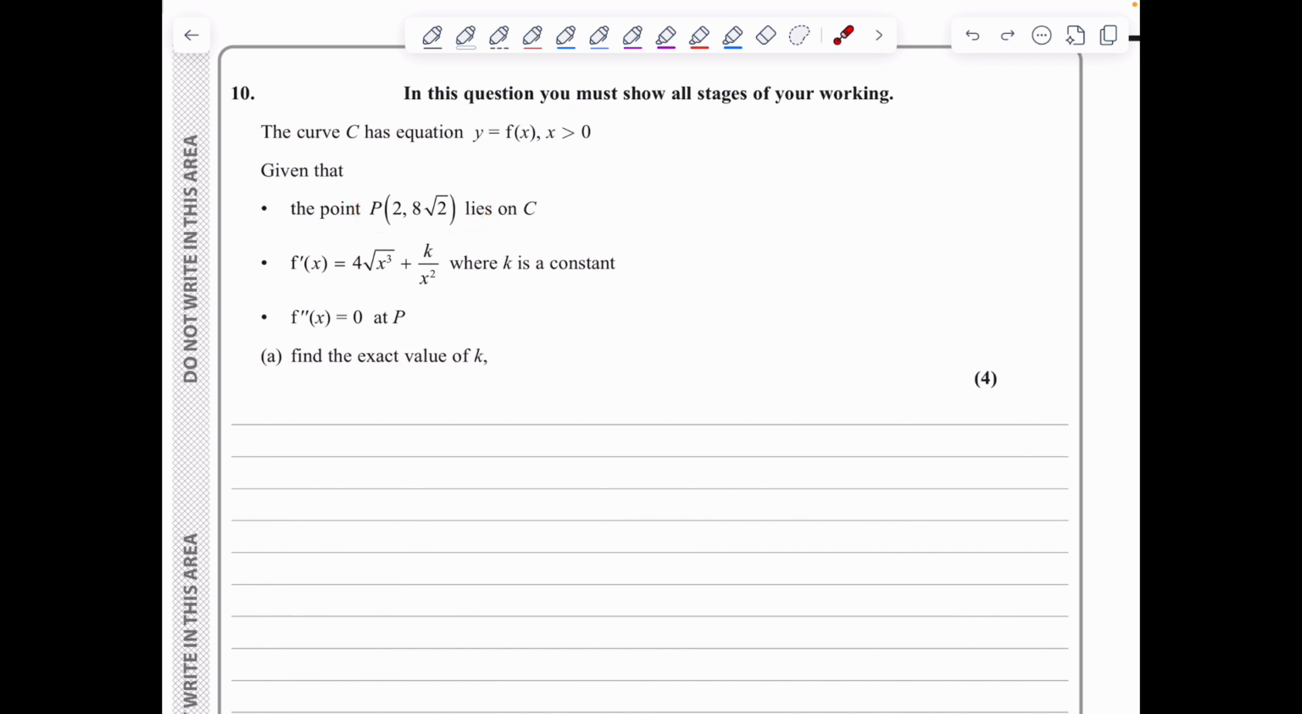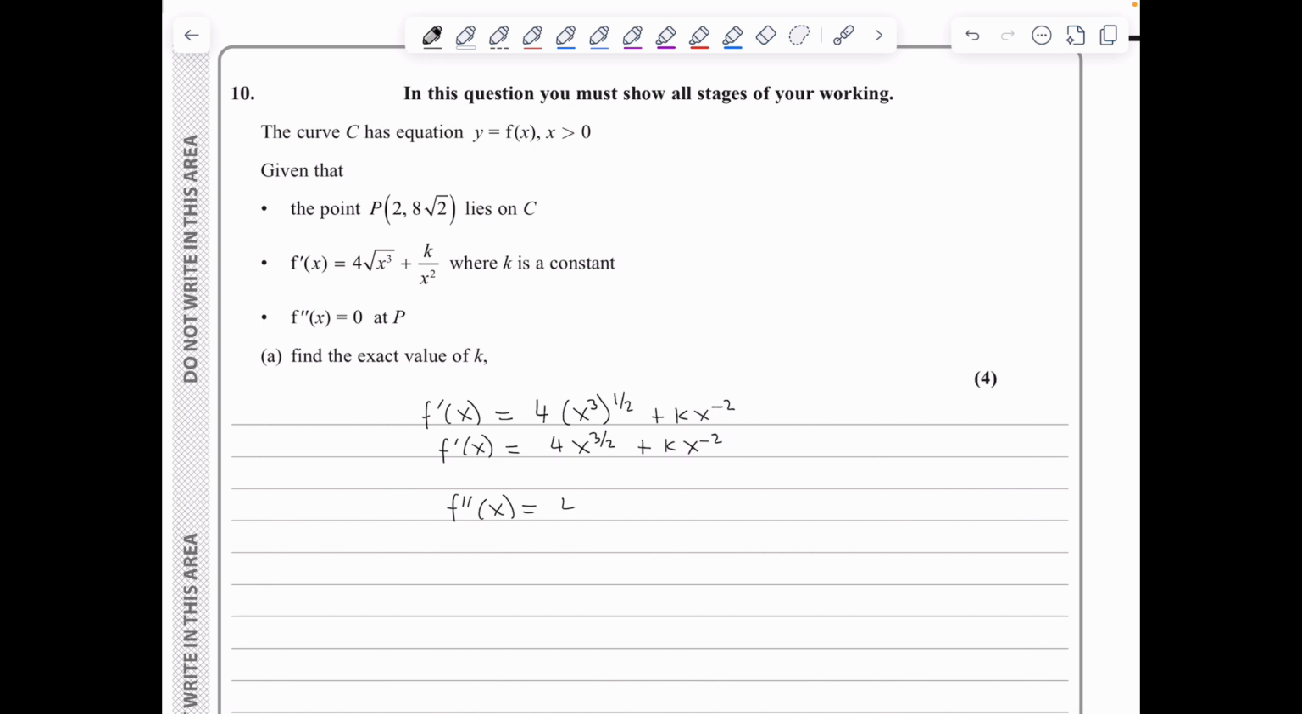In question 10, we've got the curve C passing through the point P with coordinates given here. We've got the expression for f dash of x, and we are told that f dash dash of x is 0 at P, and we need to determine the exact value of k. Well, I will start by considering f dash of x, which is equal to 4 times x cubed raised to the power of a half plus kx to the negative 2. So this means that f dash of x is 4x to the 3 over 2 plus kx to the minus 2. So I've written f dash of x in index form in order to proceed into finding the second derivative, f dash dash of x.